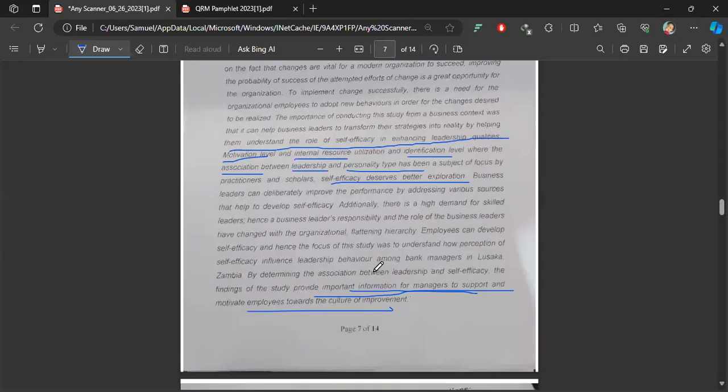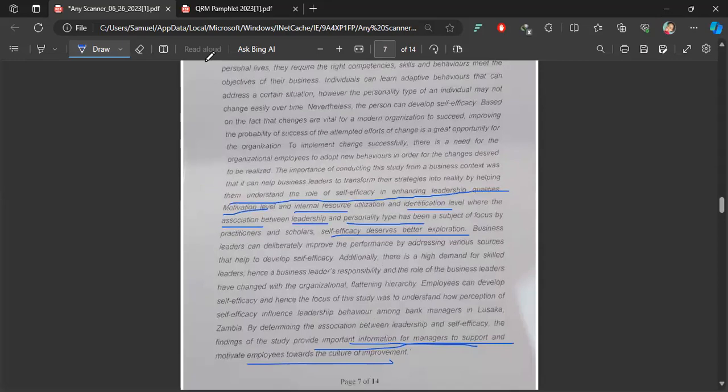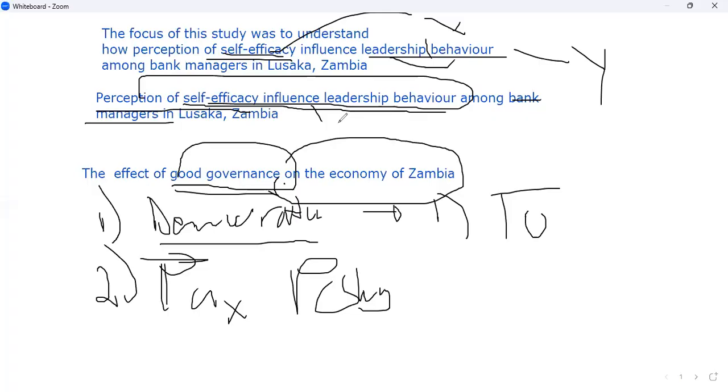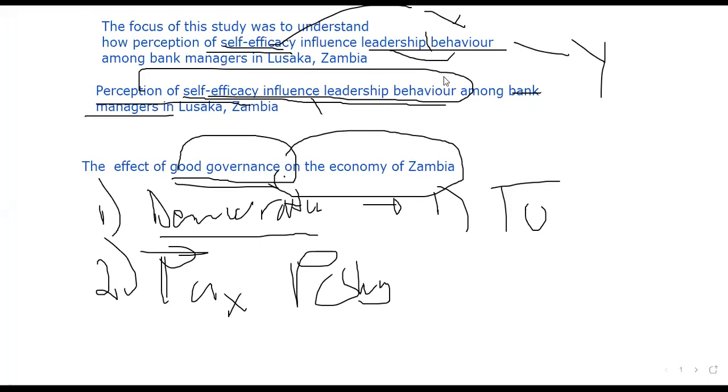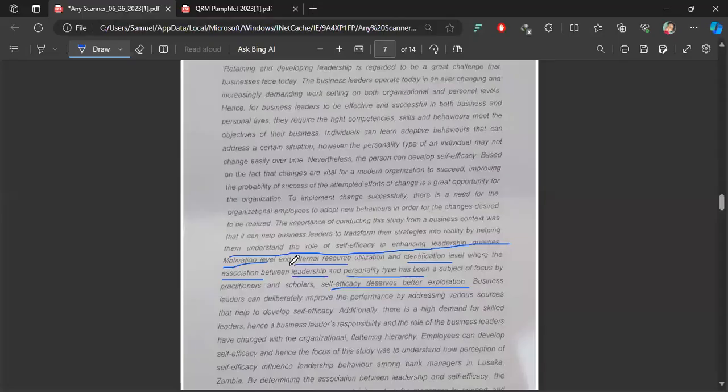So you see that? Here, what you target is what is associated between what and what. There is leadership behavior, and then there's self-efficacy. So leadership behavior or style is what we are looking at. And then there are factors associating them, which are in the X variables. So here, motivation level is your first thing. You've pinpointed the variable. Motivation level is associating with self-efficacy. Internal resource utilization is associating with self-efficacy. Identification level is also part of it.